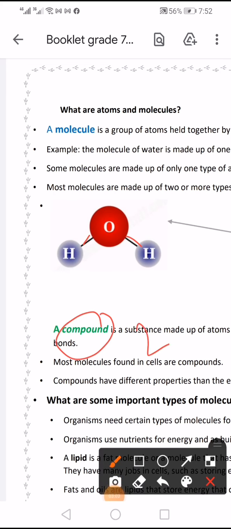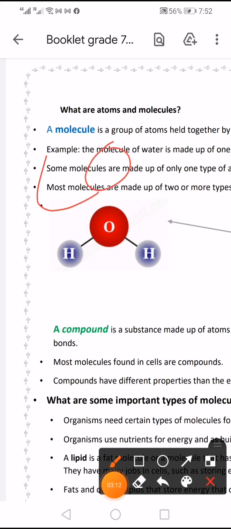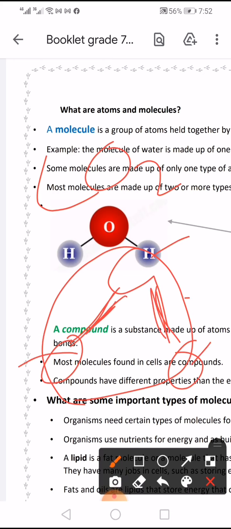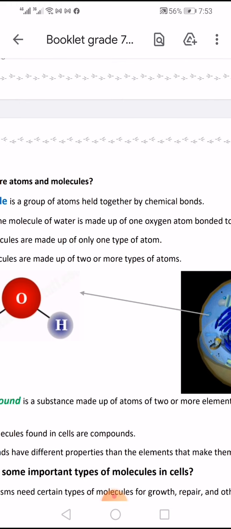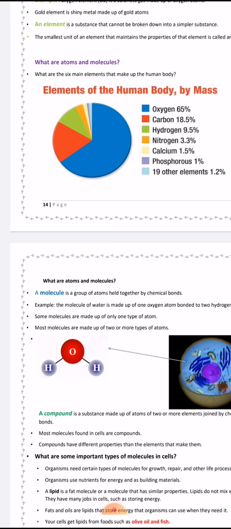Another example, O2. 2 oxygen, this is a molecule. Another example, carbon dioxide, CO2, carbon and oxygen, this is called a molecule. So a molecule is a group of atoms held together, or bonded together, by a chemical bond. This is called the chemical bond. For example, a molecule of water is made up of 1 oxygen atom bonded to 2 hydrogen atoms. Some molecules are made up of only one type of atom. Most molecules are made up of 2 or more types of atoms.